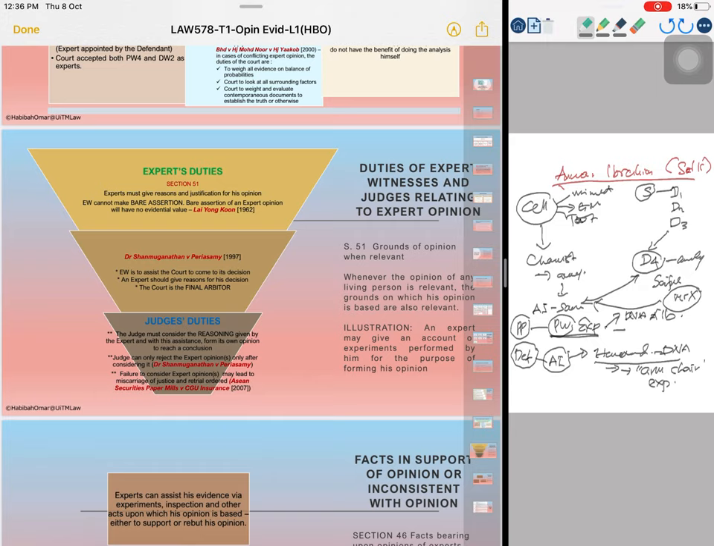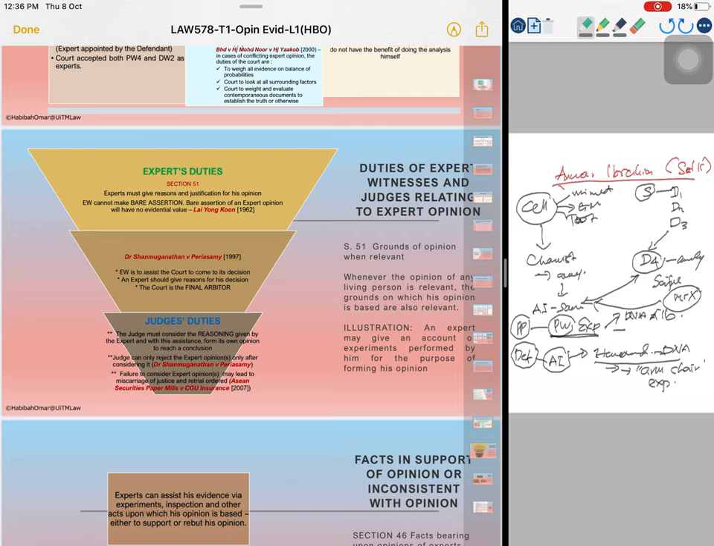Yeah? So if you only make a bare assertion, you have no justification, well, your evidence may be relevant and can be taken in court, but the court may attach zero weight to it. Yeah, that is what it meant by the case of Lai Yong Kun. So matters of weight will be different. Right? Now look at the case of Dr.